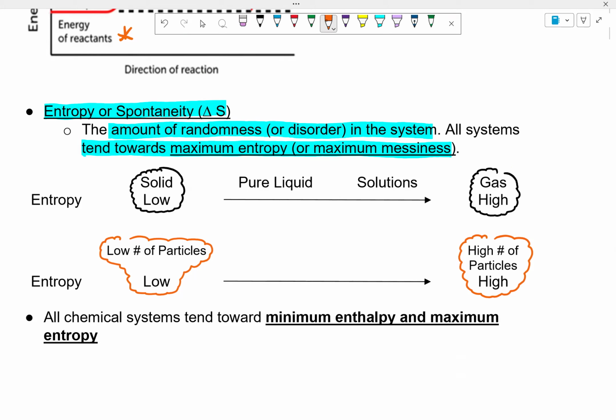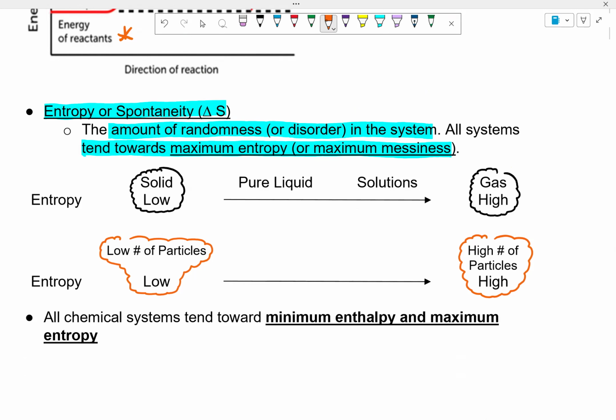Okay, now, the other thing is, all systems tend toward maximum entropy, or maximum messiness. You could even take a look at your hair. In the morning, your hair is perfectly coiffed, perfectly gelled, everything. By the end of the day, it's a mess. Even just by random movement of your head, you can mess up your hair. That's the same idea where particles go to maximum messiness.